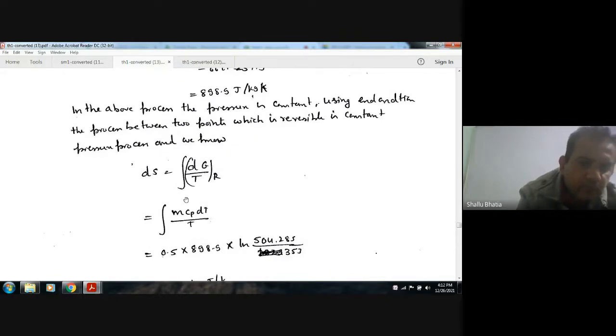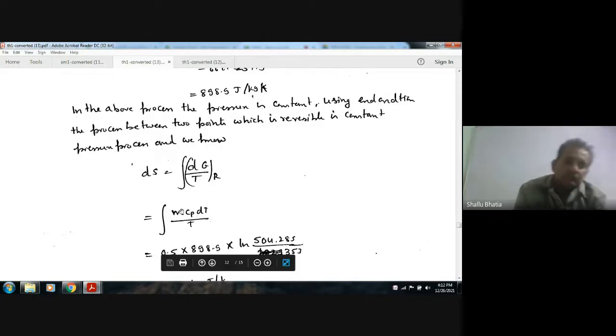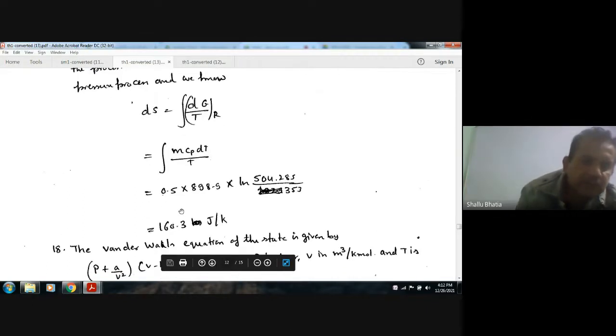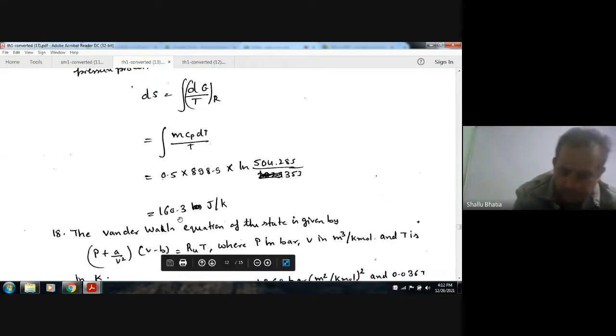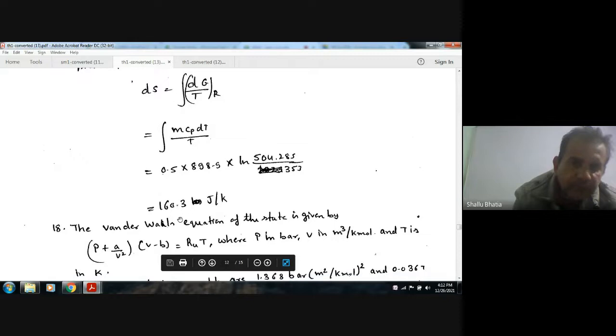Now it is easy to understand. So m Cp dT by T gives the entropy change, which is 160.3 joule per kilogram per Kelvin.